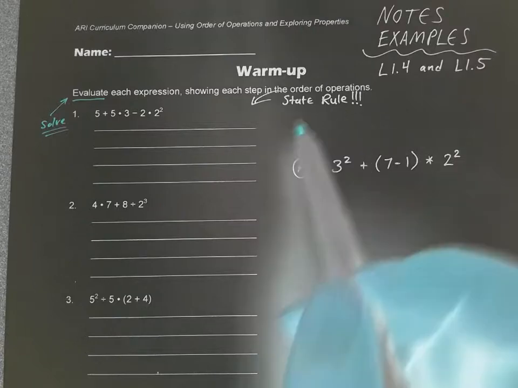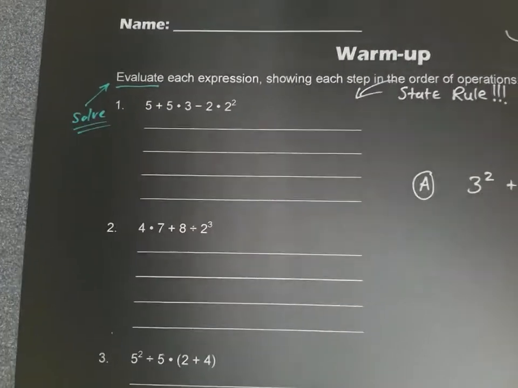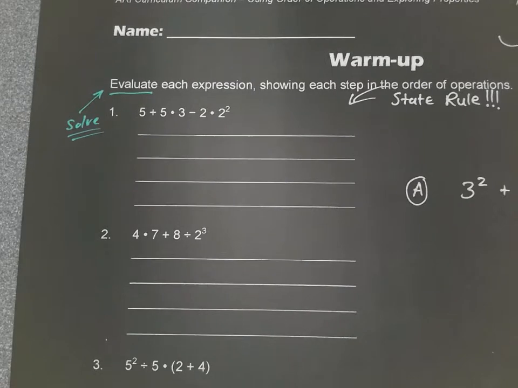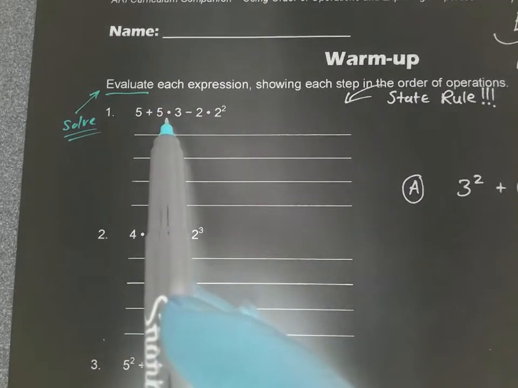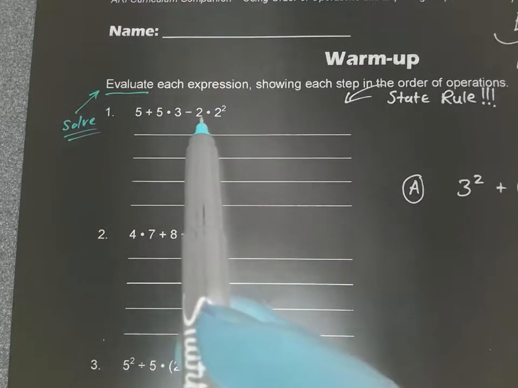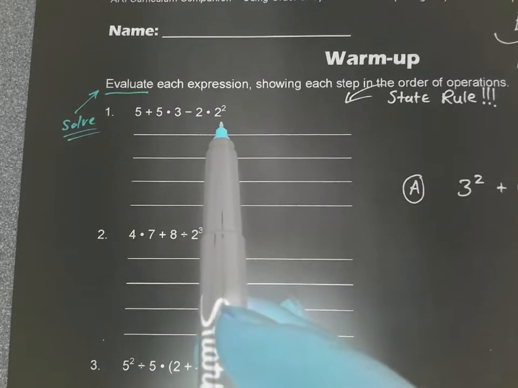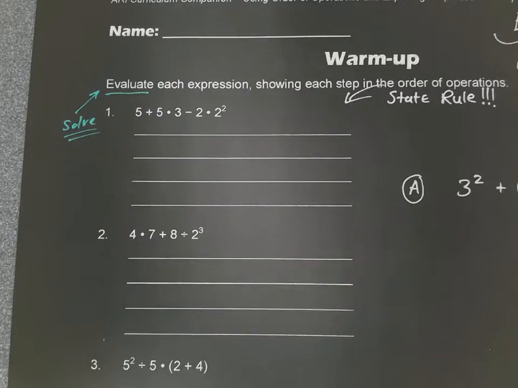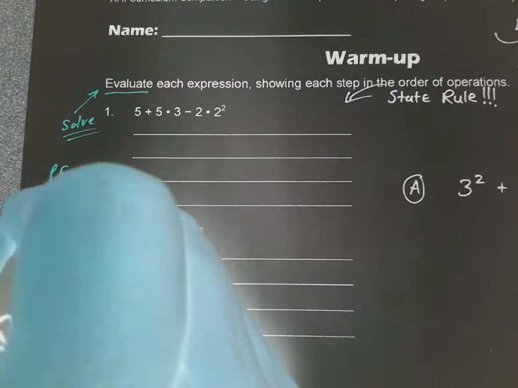So if we look at this first problem, I wonder if I can zoom in for you a tiny bit so that we can focus on just this one. If you notice, it says we have 5 plus 5. This dot we've been using a lot means times. 3 minus 2 times 2 to the second power. Oh, there's that 2 squared that we need to talk about. Well, the first thing I would probably do is jot myself a reminder. PEMDAS.